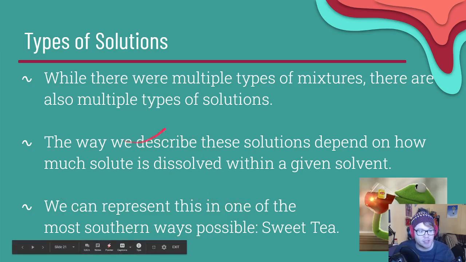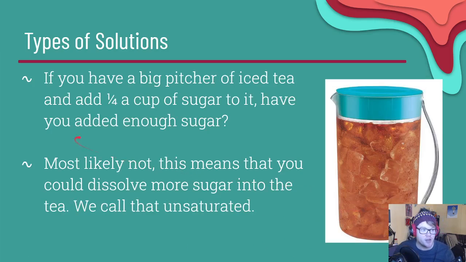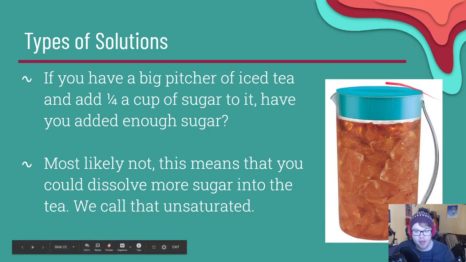We are going to represent the types of solutions, though, using one of the most Southern things that hopefully a lot of people feel like they know a little bit about, and that is sweet tea. Let's say you have a pitcher like this, and some of you may have a pitcher that looks exactly like this, although the handle would probably look a little different. Usually it's a little plastic one.